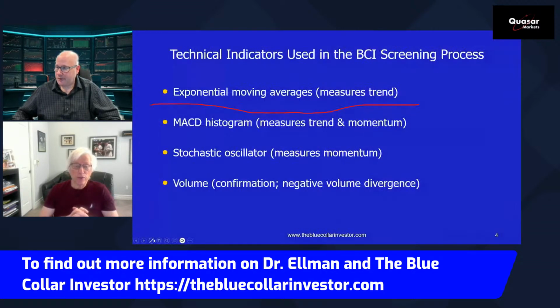The second one that I use is the MACD histogram. We don't really need to get into the weeds of the mathematics of the MACD histogram, but what it does is it measures both trend and momentum. When you look at it on a price chart, it's basically a blue bar. So let me tell you how easy it is to interpret the MACD histogram. If those blue bars are ascending, that's good. If they're descending, that's bad. If it's above zero, good. Below zero, bad.